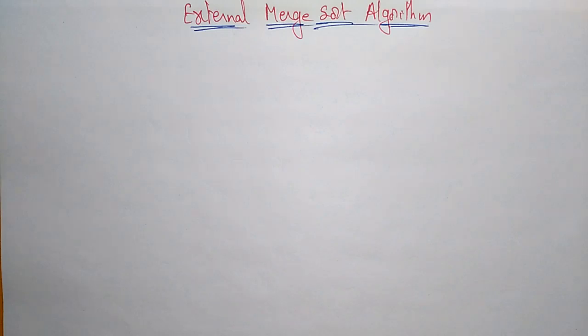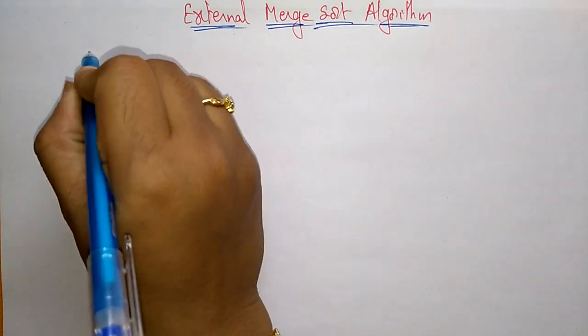Hi students, welcome back. In the previous video I explained the sorting technique in the database management system. Databases use only the external merge sort algorithm to sort the values in the database. I explained what an internal sort and an external sort are, and the algorithm of external merge sort. Now let us see the example.